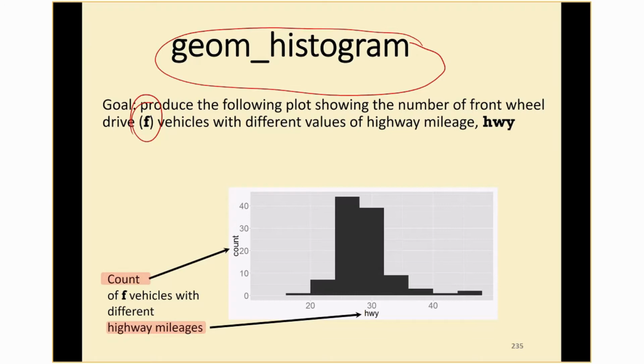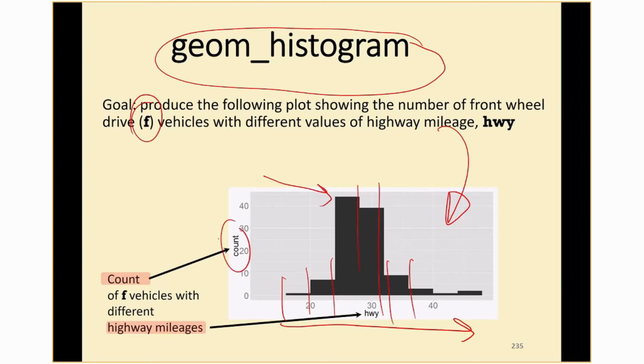So the whole plan initially is to make something that looks like this, a histogram. It's going to take this continuous variable, highway mileage, and cut it up into bins, and then for each bin, it's going to illustrate on the y-axis the number of records associated with each one of those bins.